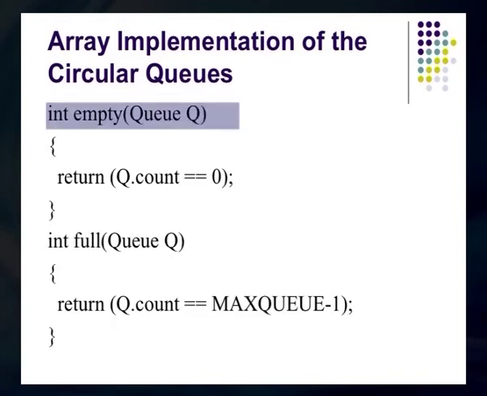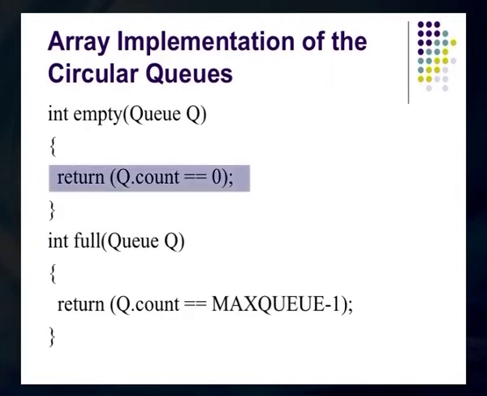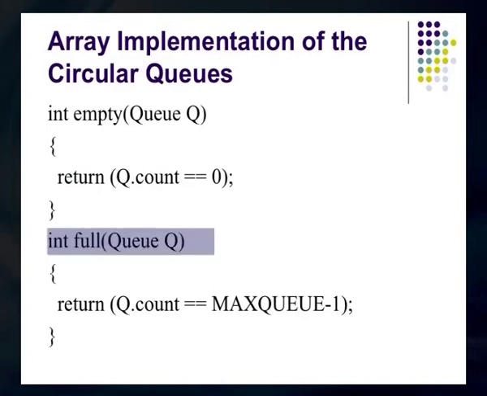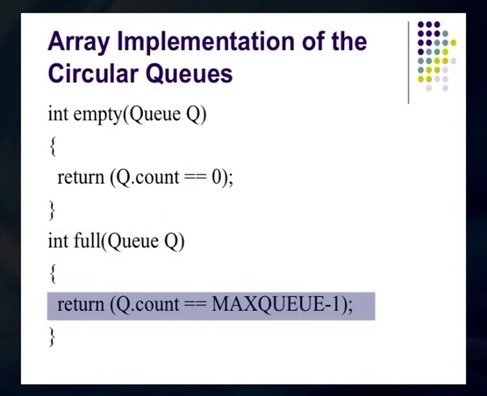The function empty checks if the queue is empty by examining the value of count. If count is 0, then the queue is empty. The function full checks if the queue is full by examining the value of count. If rear equals maximum index of array storing the queue, then function returns true.